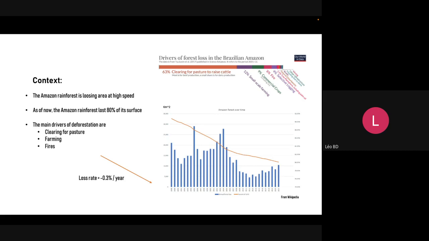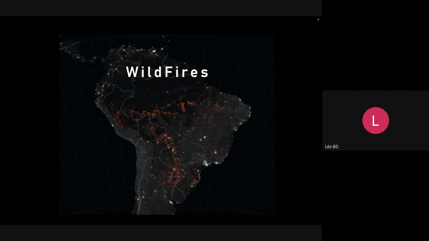So wildfires are not the most important cause of deforestation, but they are important, and there are reasons to think that all the causes are related to each other. So we will now study a bit further wildfires, and especially wildfires in the Amazon.